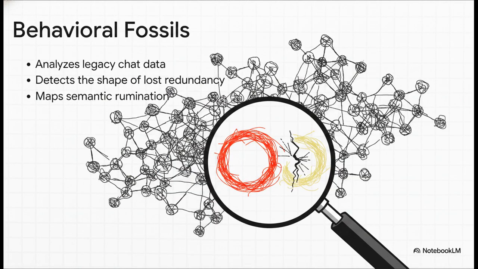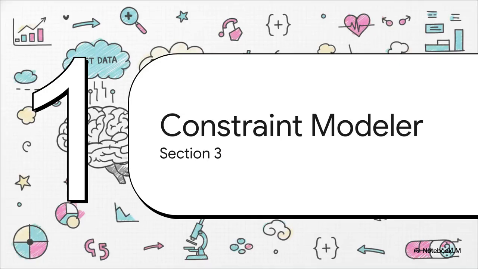When the empirical historian actually aims its specific cognitive geometry at legacy chat data, it starts detecting anomalies that look exactly like systemic history. It mathematically maps the shape of lost redundancy, where a system used to have these safety buffers that have since degraded over time. It maps semantic rumination, which literally looks like looping, repeated questions buried in old logs. It can identify organic failure modes long before a total system crash even happens. It's literally out there finding the behavioral fossils. But, of course, we need to introduce some friction into our investigation.